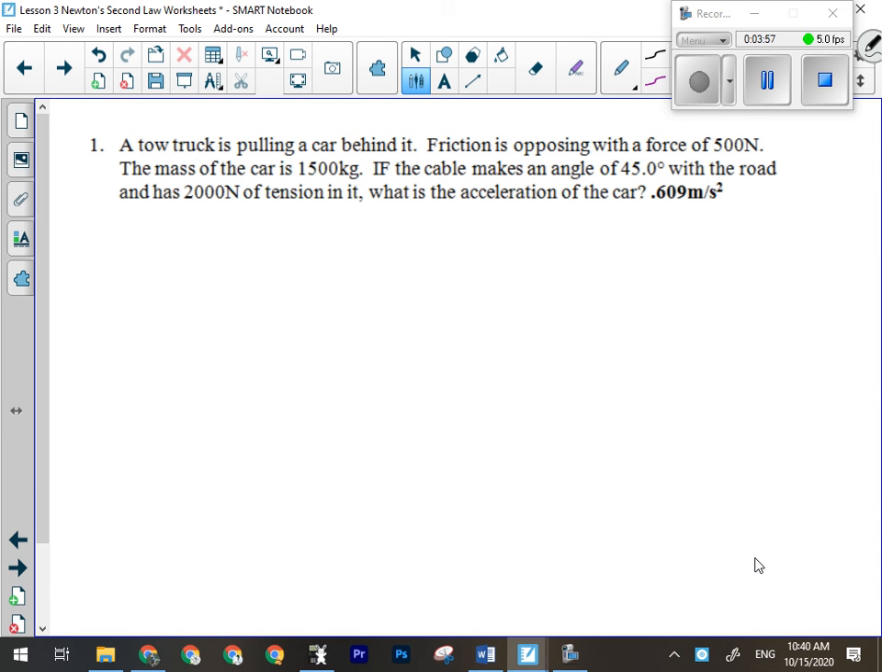It sounds like it, for sure. So I have to read the question carefully, not to draw the diagram, but to understand what's going on. I have a 1,500 kilogram car, and it's being pulled, towed along the ground. It's pulling behind it. So the car is only moving which way?